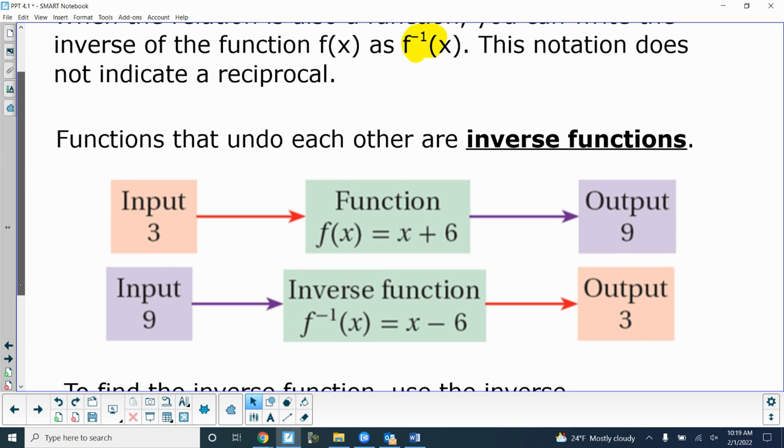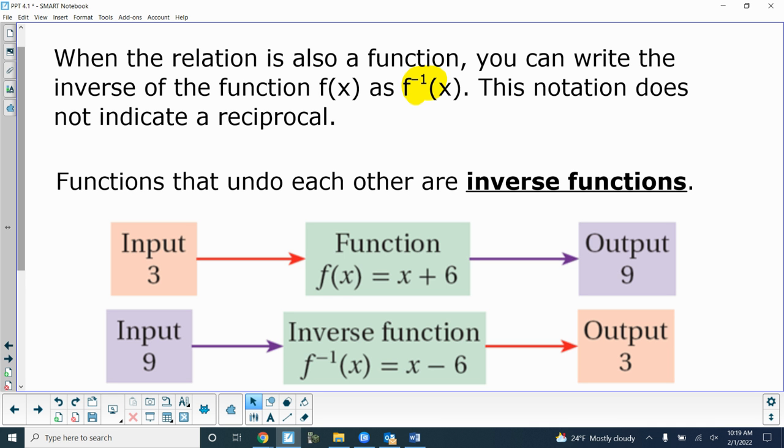So here's this highlighted f with the negative 1 exponent. That means f inverse, or the inverse function. All right, so if our function is f of x, our inverse function is f to the negative 1 of x. Okay, so if I put 3 in that function x plus 6, I get 9. The input's 3, the output's 9. If they're inverses, when I put 9 in the inverse, I should get the output 3. It just flip-flops.